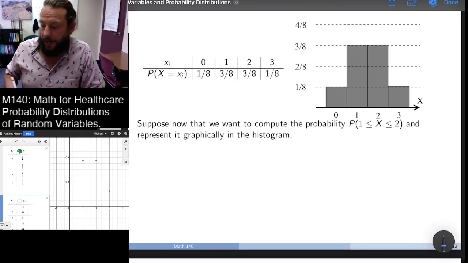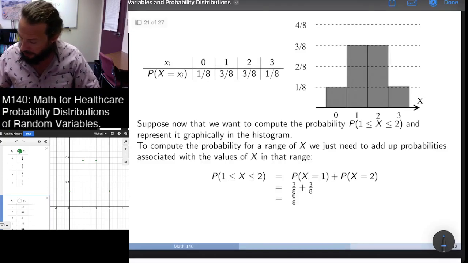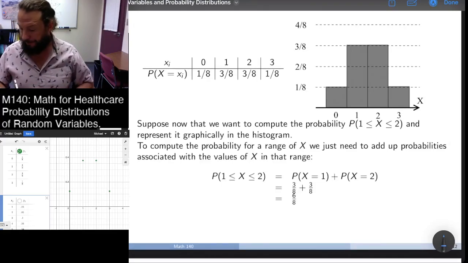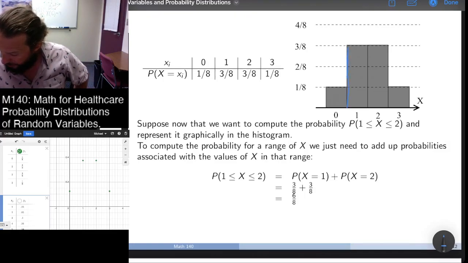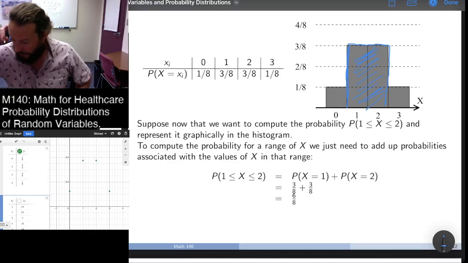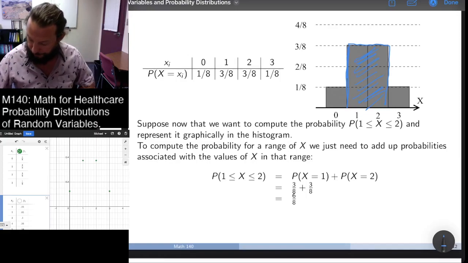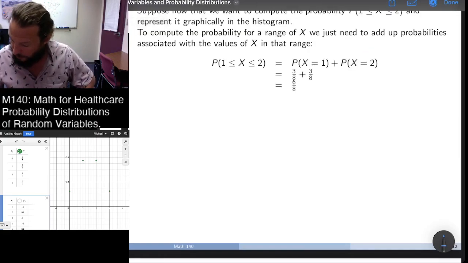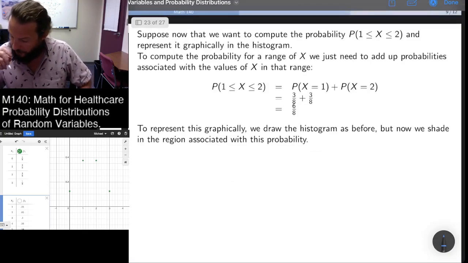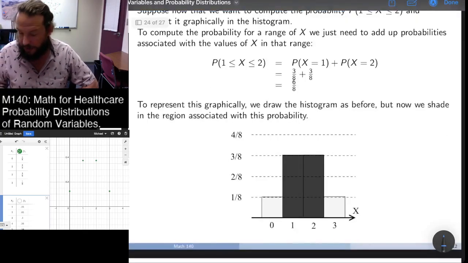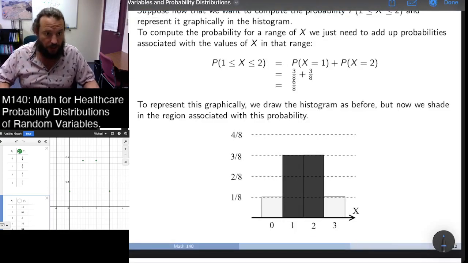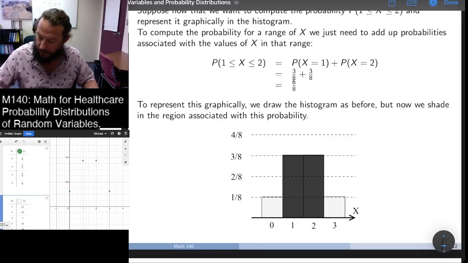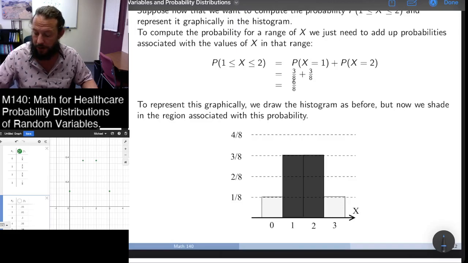Now in the histogram, we just add up those probabilities, and you could think of that event as the area of this blue shaded region, which is 6/8 or 3/4. And here's another nice picture of it, same thing as we just drew shaded up top. That's our relationship between probability and area.